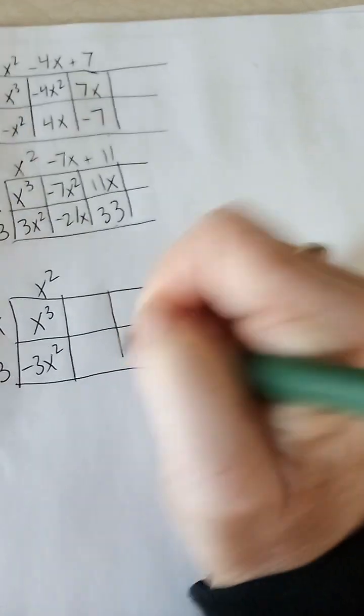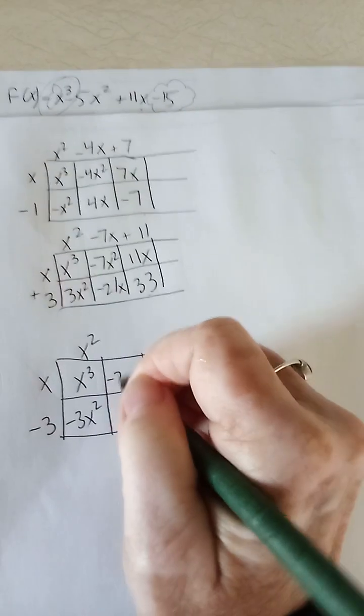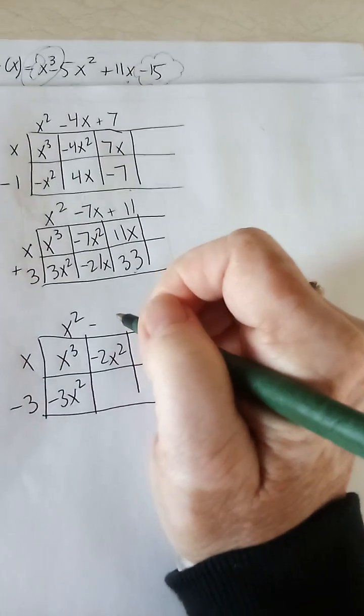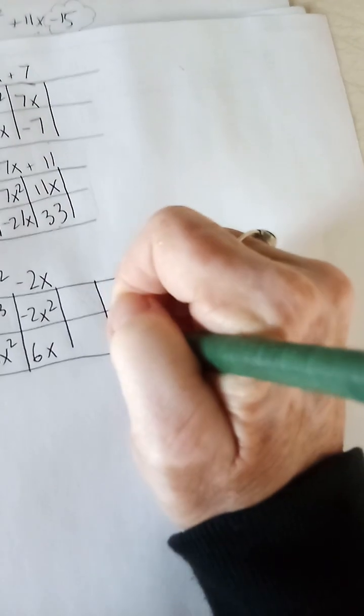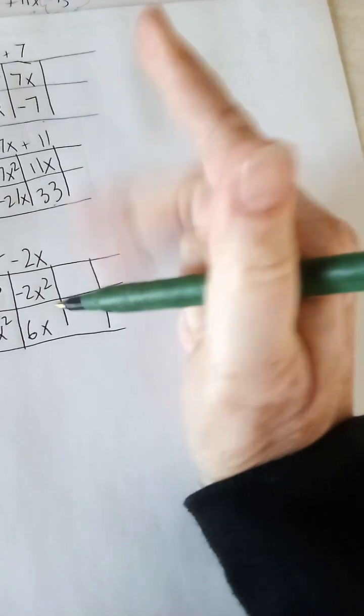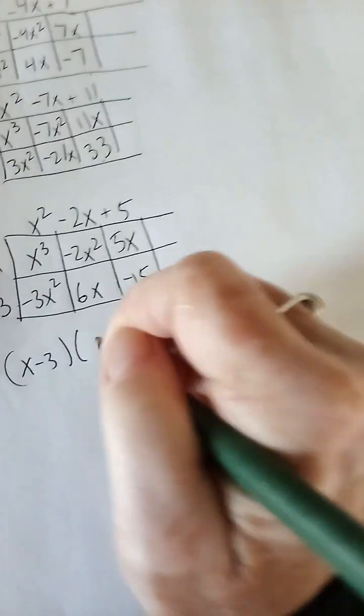So let's try x minus 3. The x squareds have to add up to -5x squared, so this has to be -2x, and then this has to be 6x. And then the x's have to add up to 11, so this will be 5x. This is looking promising. And this has to be 5. There is my negative 15. Okay, so all that hard work, and I found out that I can factor this as x minus 3 times x squared minus 2x plus 5.